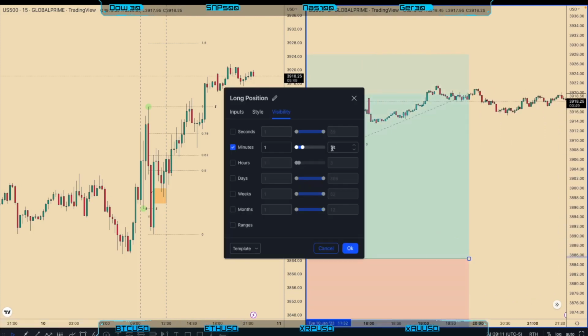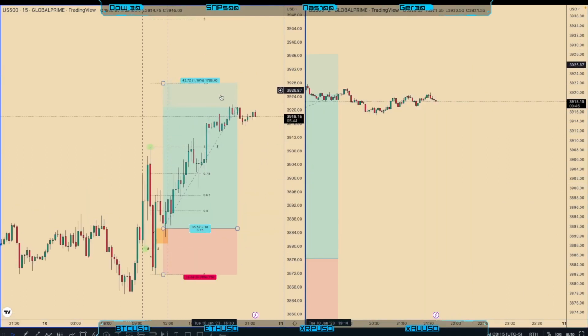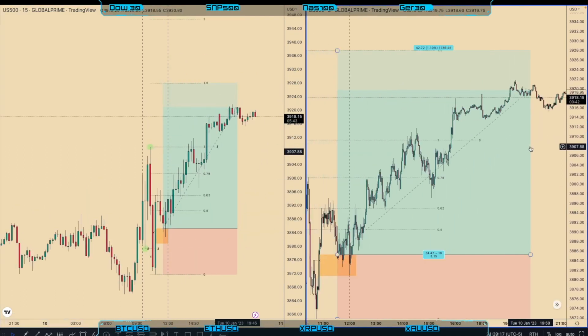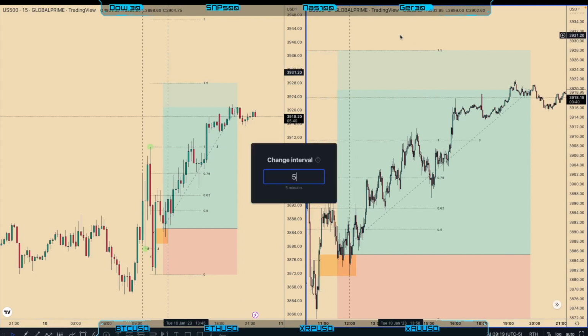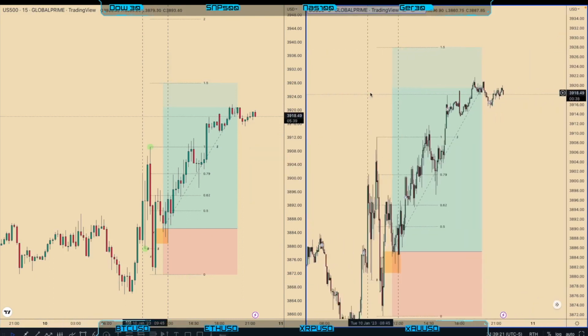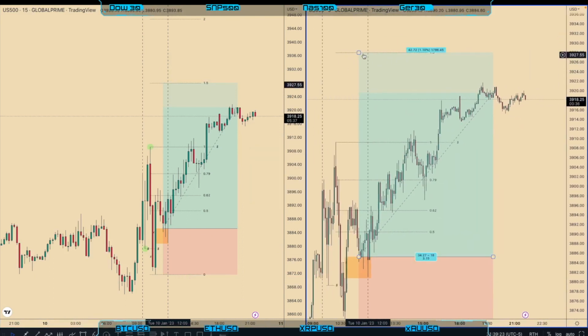Let's actually turn this to the M15. It will be much easier. There we go. Perfect. As you can see, we haven't quite hit that standard deviation. Let's change this to the M5 just to clear it up a little bit. We haven't quite hit that 1.5 standard deviation, but this is going to be a test for everyone watching this video.